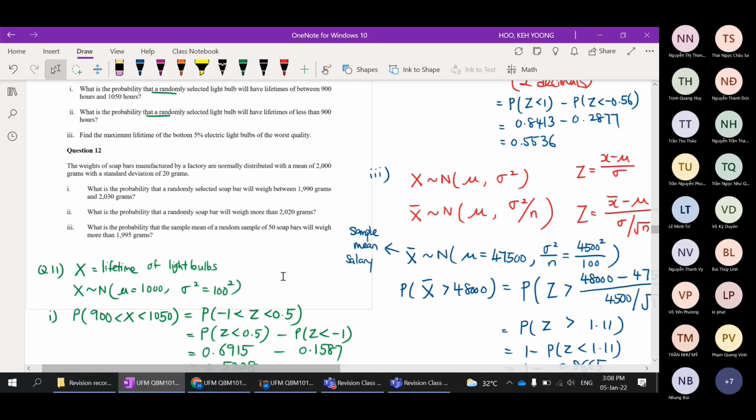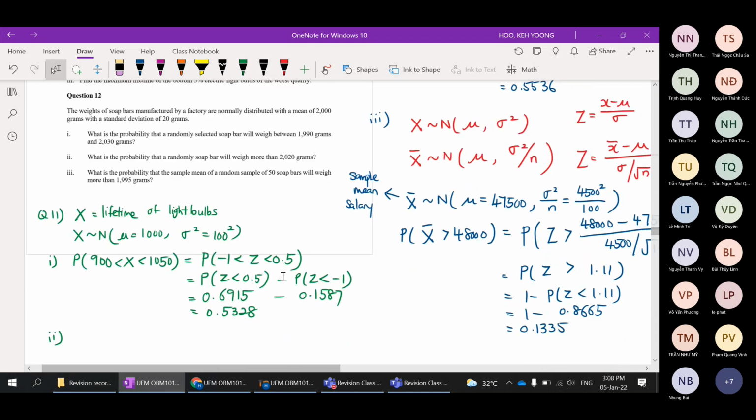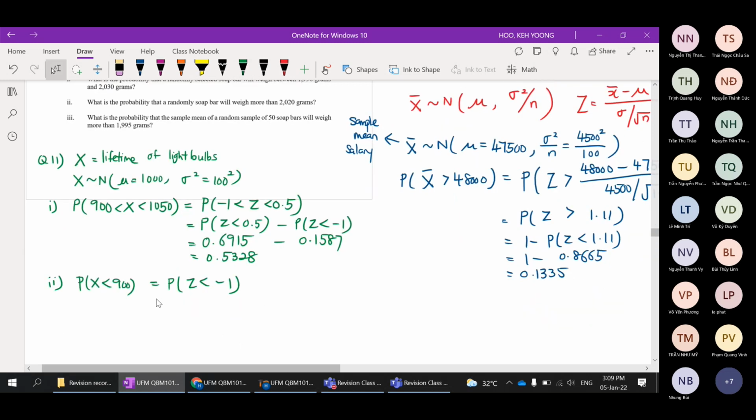How about the second question? The light bulb will have a lifetime of less than 900. Okay, convert to Z: you take 900 minus 1,000, divide by 100. You will get -1. So this one is very straightforward, refer to the negative value table, same as the first question, 0.1587.